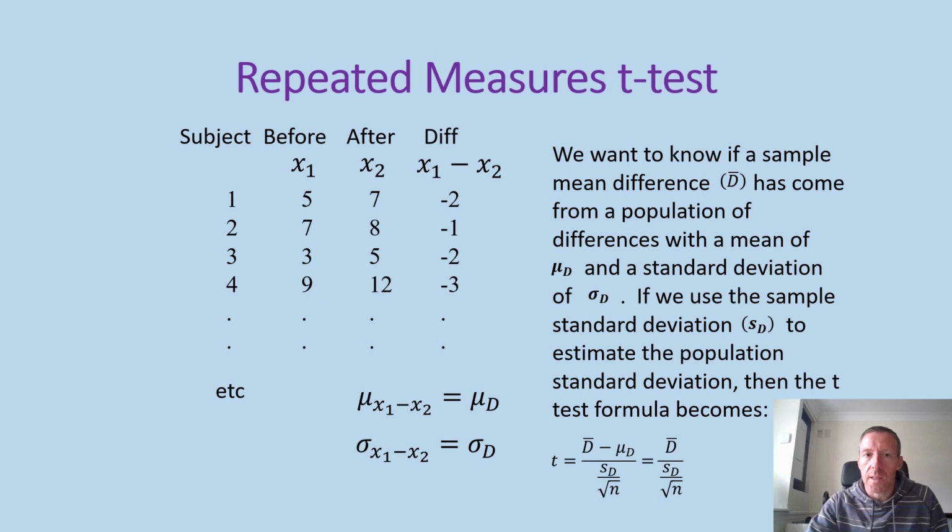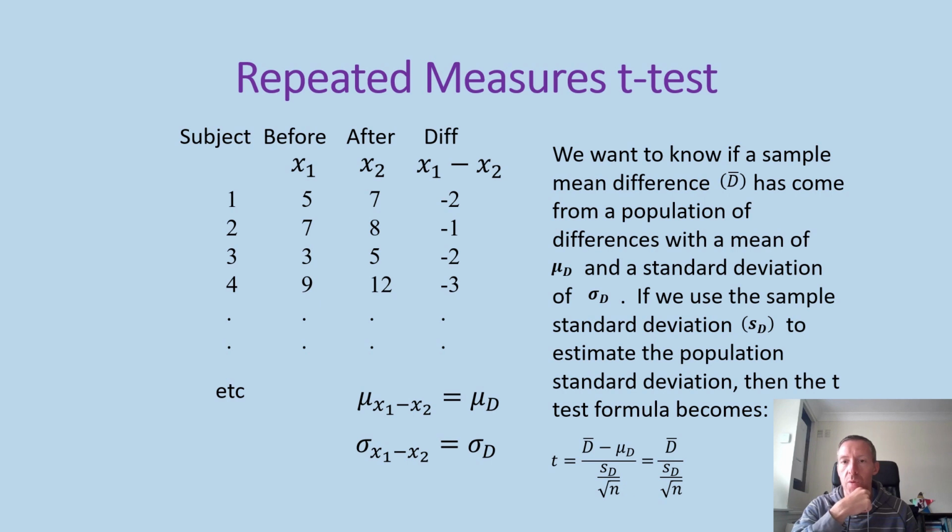So you can see on the diff it says x1 minus x2, so that's what's been done there. Okay, and then for this difference column, for the different scores there, you can work out the mean difference, so the mean of x1 minus x2, and you can work out the difference standard deviation. So what we want to know is if our sample mean difference, d bar, as opposed to the population mean difference, has come from a population of differences with a mean of mu d and a standard deviation of sigma d.